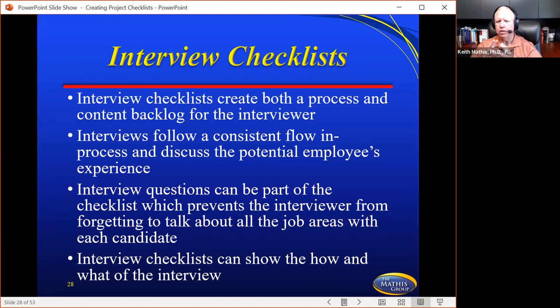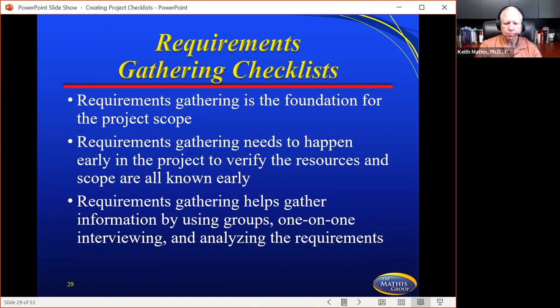areas with each candidate. And so what you're really wanting to do is create an atmosphere where you're asking the same questions to the same candidates, and here was their response. And that's really what you're wanting to do. That way it's squeaky clean why you hired one person over another. Interview checklists can show the how and what of the interview as well. Many of us have been exposed to this, and we know the reason why we've been exposed to it is for the legal side of it. But the point is, it helps with that process.